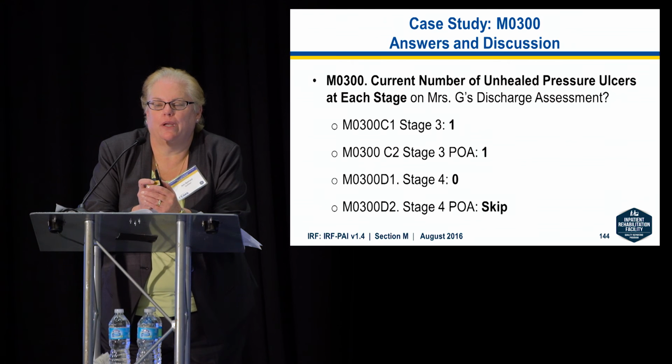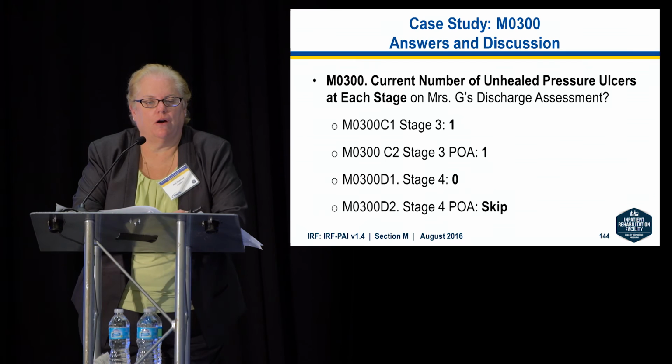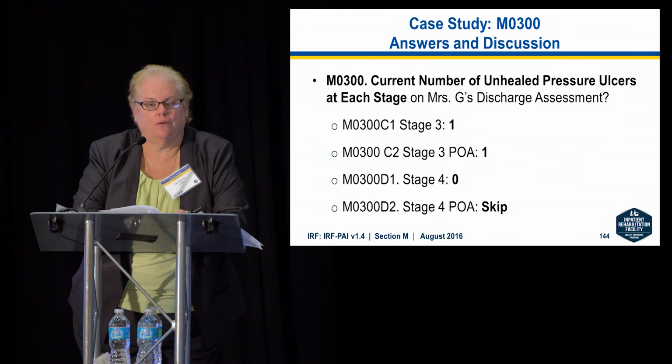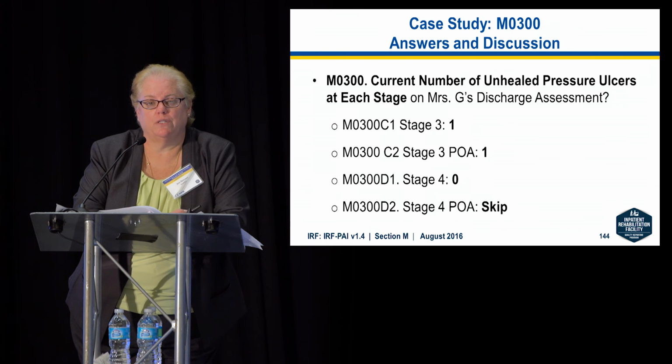Why would we code it as present upon admission? What do we do when we have a suspected deep tissue injury or something that's covered by eschar? The first time that we can code it or stage it, if it was covered with slough or any of those unstageables upon admission, then we can code it as present upon admission. Does that explain it to you?